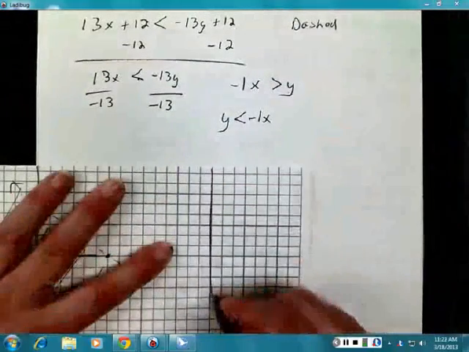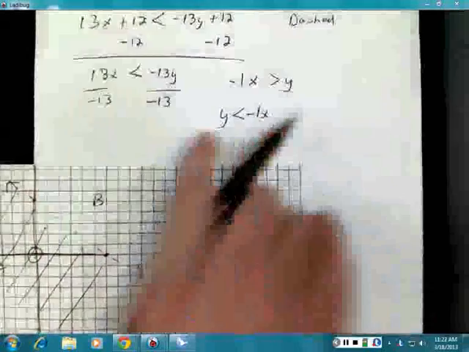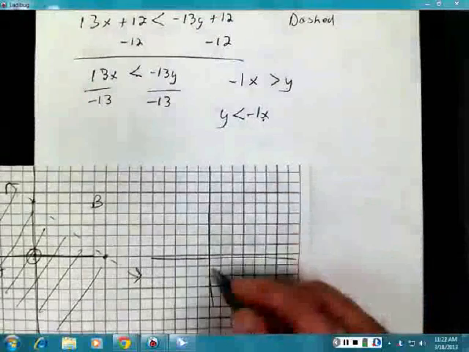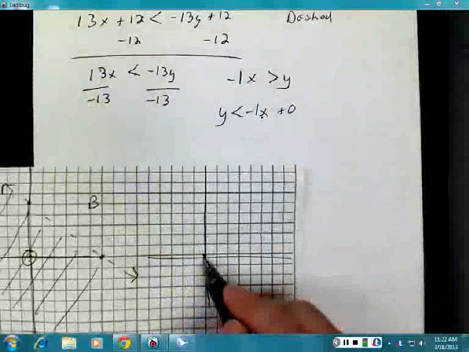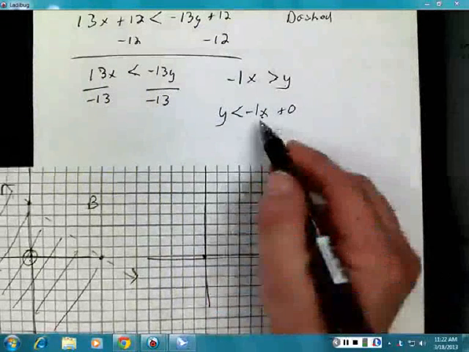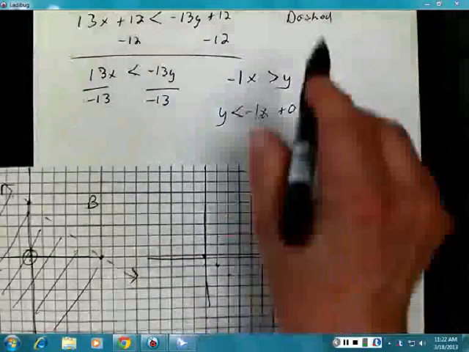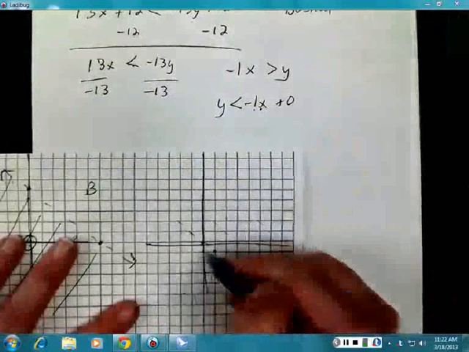So what does this graph as? It's going to be a line, because it's got an x and a y, with a slope of negative 1. There is no intercept, so (0, 0) is my starting point. Then I want to go down 1 and over 1. Dashed, we said.